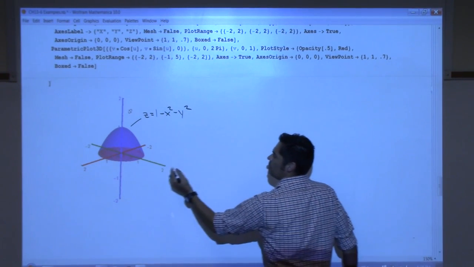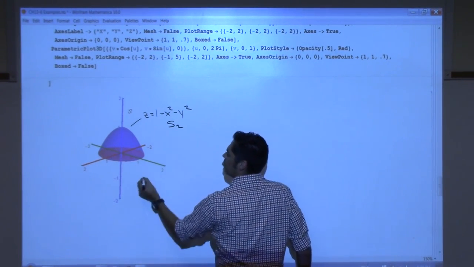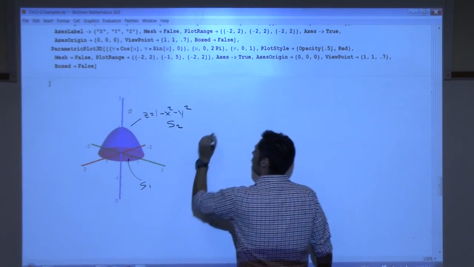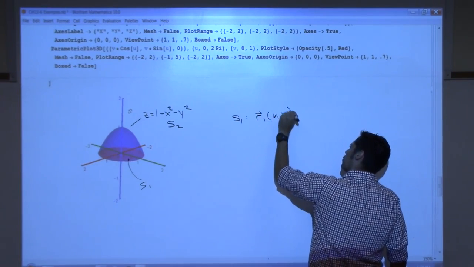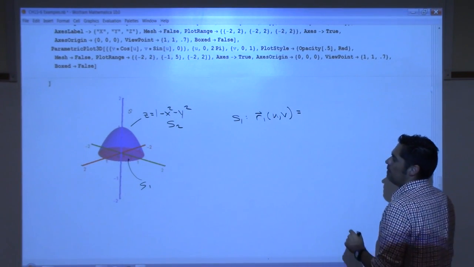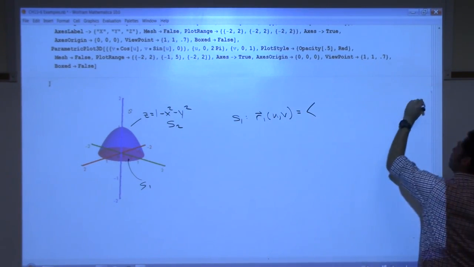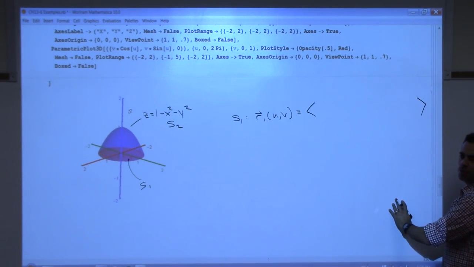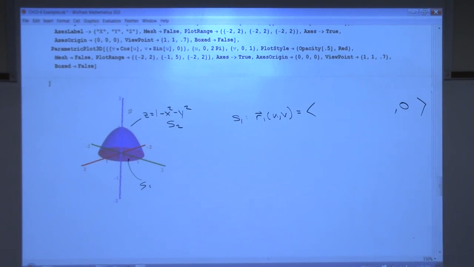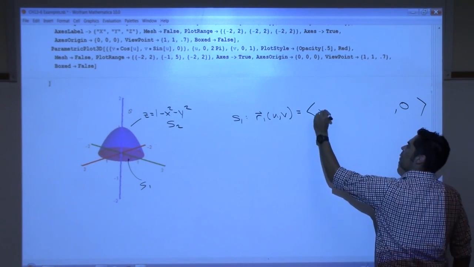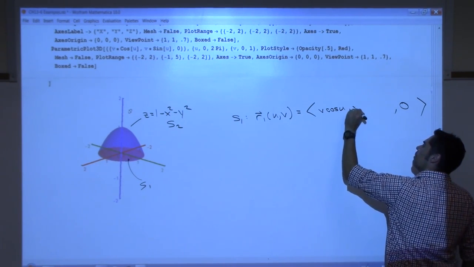Okay, so why don't we call this one S2? The one on the bottom there, we'll call it S1. S1 will be the vector function. What for sure here? 0, 0. Okay, because it's on the ground. And then the other part, it's a disk, which is a bunch of different circles with different radii. So v cosine u, v sine u.